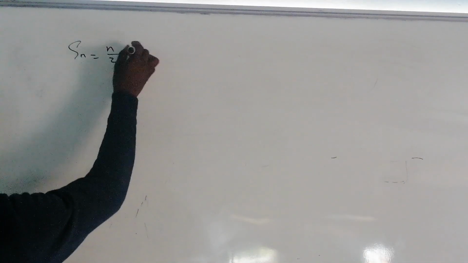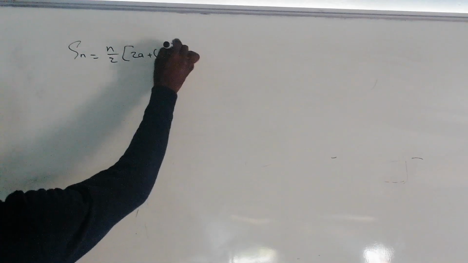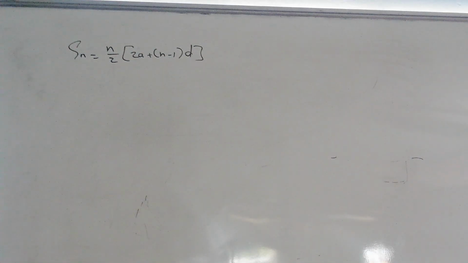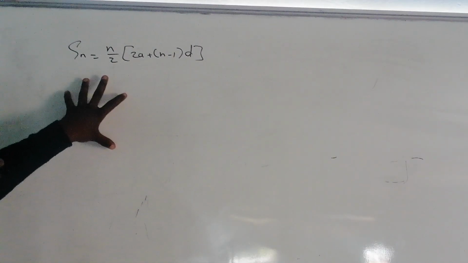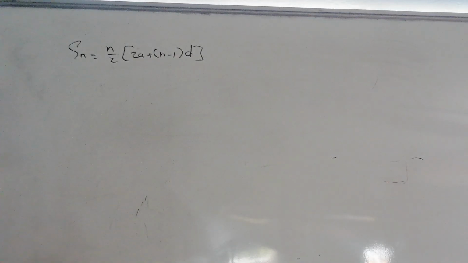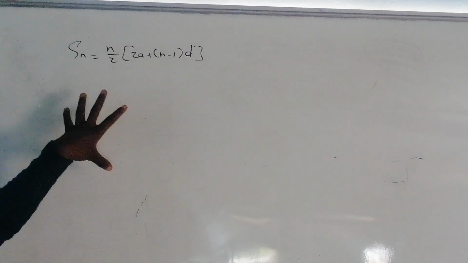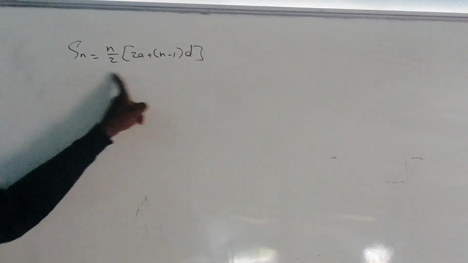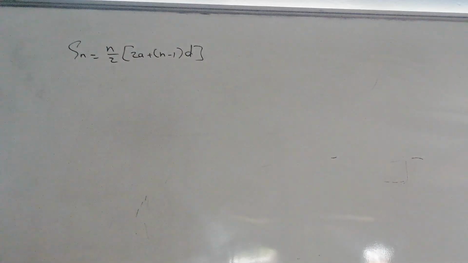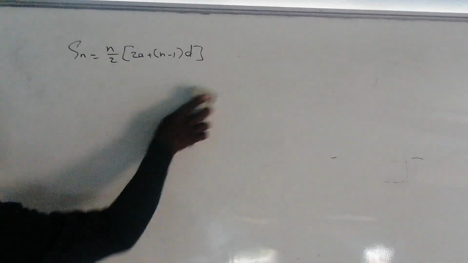Sn equals n over 2 times (2a plus (n minus 1)d). You know, this is an arithmetic series formula. That is why we started by introducing to you guys the arithmetic pattern from grade 10 and showing you how we find the first term, the second term, the third term, and the fourth term. So this is what you must know. Since it is called an arithmetic series, this formula works hand in hand with the arithmetic pattern or linear pattern. Okay, so let's prove this.